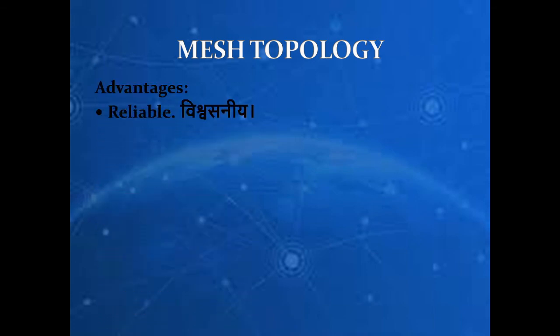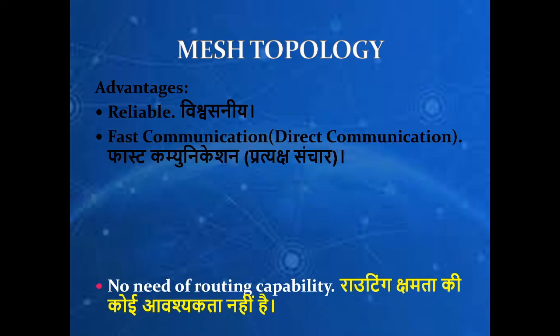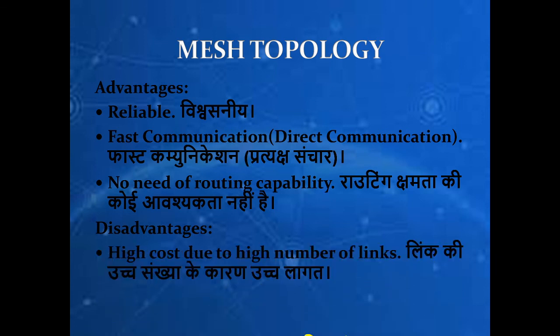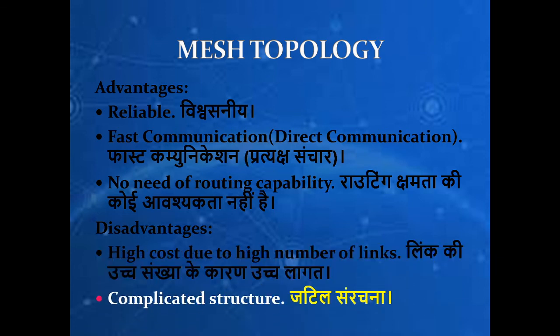So let us discuss the advantages and disadvantages. Advantages: reliable, because we have so many alternative paths. If one is not working, we can follow another one. If that is not working, we can follow another alternative path. That's why it is reliable. The second one is fastest communication, because each node is connected directly to the other node also. No need of routing capability. Why will routing be needed if the nodes are connected directly? All the nodes are connected directly to each other, so no need of routing.